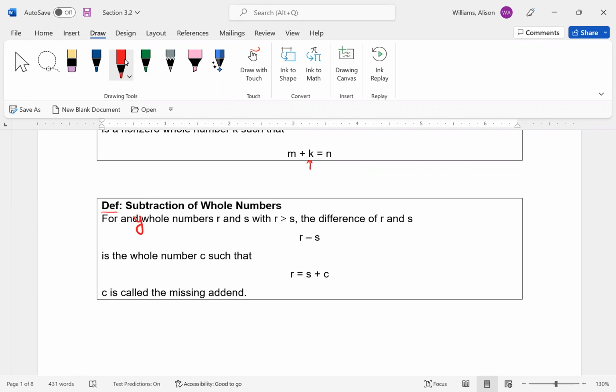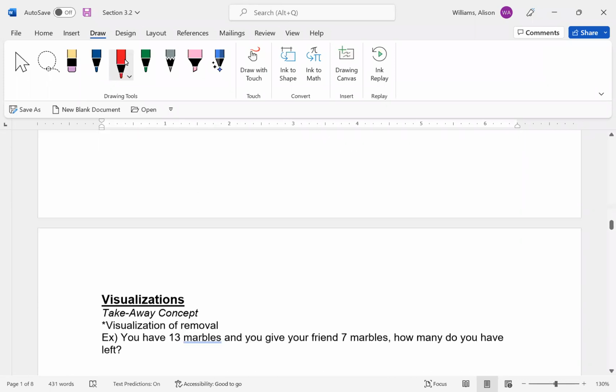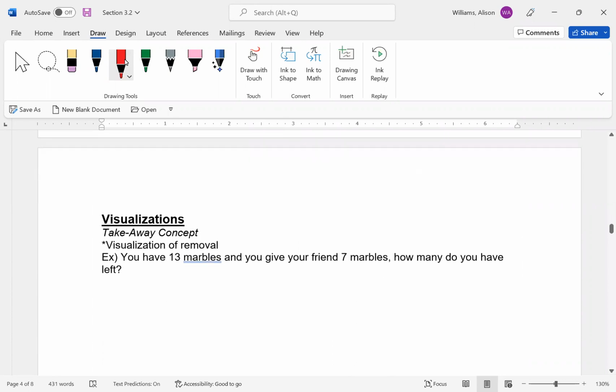What's interesting is we define subtraction by addition. It's the idea that we're missing a certain amount. There's this missing amount for the smaller number, and therefore we have to add it to get to the same amount. That concept helps us with visualizations, and we have these ways we can think of subtraction when you're teaching these concepts.